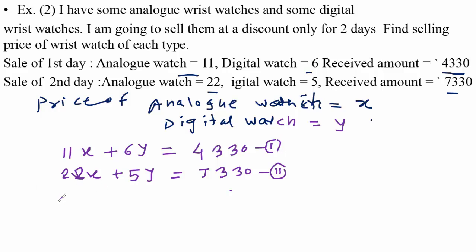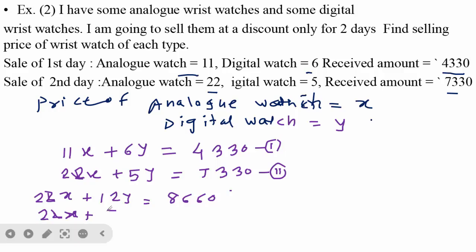Therefore, first equation becomes 22x plus 12y equal to 8660, and I shall keep the second equation as it is, 22x plus 5y equal to 7330.